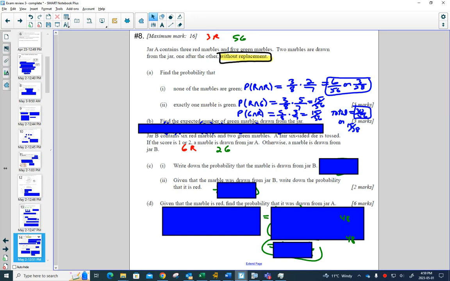Find the expected number of green marbles drawn from the jar. To figure out your expected value, you could have got 0 green marbles, 1 green marble, or 2 green marbles. We already figured out the probability of 0. That's 6 out of 56, but you times that by 0, so it really doesn't matter if you got it right or wrong. Then the probability of getting 1 was 30 out of 56. That leaves 20 out of 56 for the probability of getting 2. Multiply those out and add, your expected value is 1.25.